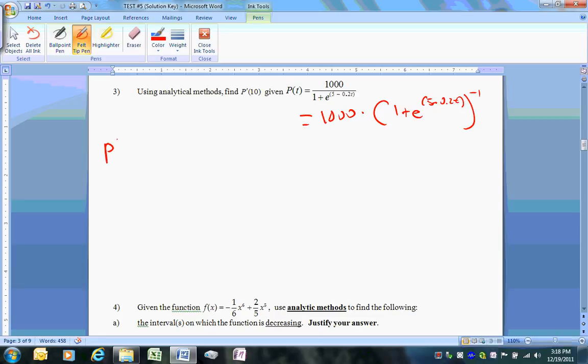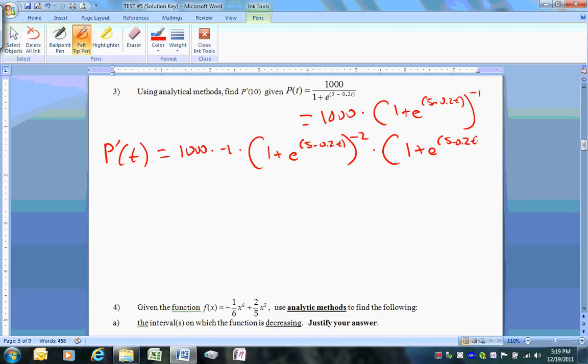So now when I take the derivative of p of t, and we'll worry about plugging in 10 later, let's just take the derivative first. You have your 1000, that's your constant multiple, times negative 1, because you got to bring the power down, times 1 plus e^(5 minus 0.2t). Now it's going to be raised to the negative 2 power. And then we got to take the derivative of the inside function. So you really want to be careful here.